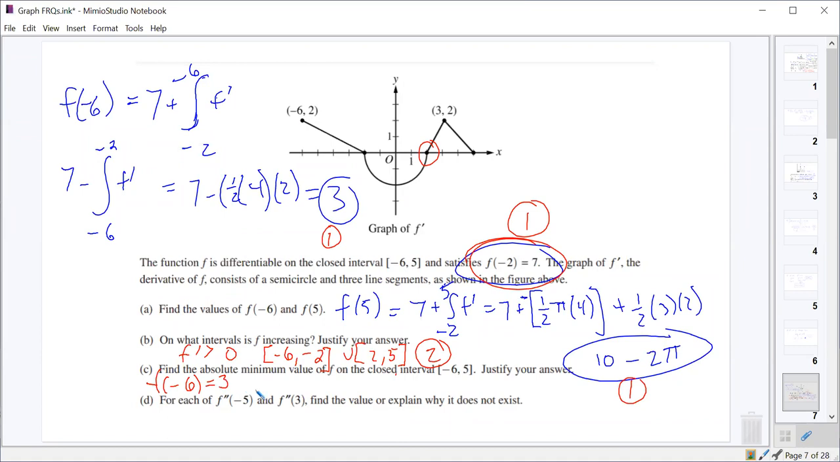We need to find f of 2. What's f of 2? That's 7 plus the integral from -2 to 2 of f prime. And from -2 to 2 of f prime, that was this -2 pi. So that's 7 minus 2 pi. And then we already found f of 5 to be 10 minus 2 pi. So looks like the absolute minimum of those ought to be 7 minus 2 pi. Because that's smaller than 10 minus 2 pi and smaller than 3. So you have to show.